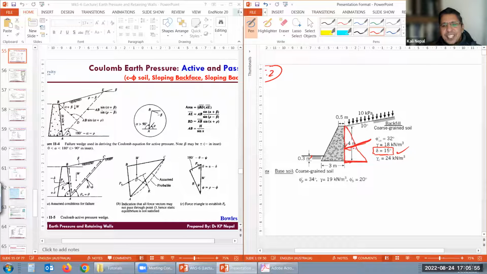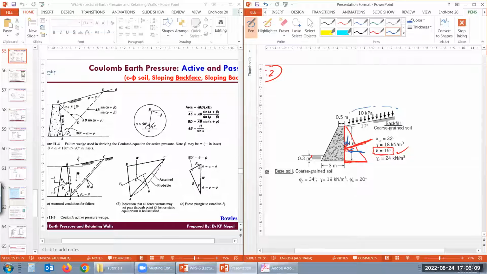Pressure due to backfill. So we need to find this pressure first, and then we need to divide it into two parts, right? One is vertical, one is horizontal. That's what we did in the lab too, right? That's number one. But look here, there is a surcharge load.